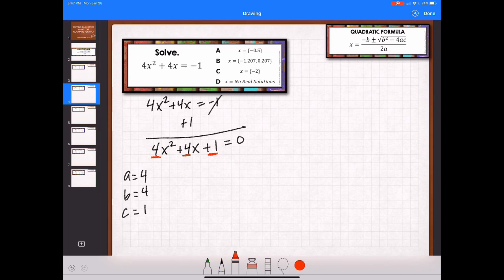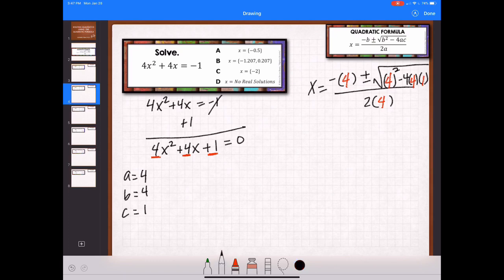Okay. Now I'm going to do the outline of my quadratic formula. X equals negative parentheses plus minus square root parentheses squared minus 4 parentheses parentheses, all of it divided by 2 parentheses. Okay, so inside of here is b, so I put the value of 4. This is also b, so that's 4. This is a, 4. This is c, 1. And this is a, 4. Now I'm going to simplify. So x equals negative 4 plus or minus the square root over 2 times 4 is 8.